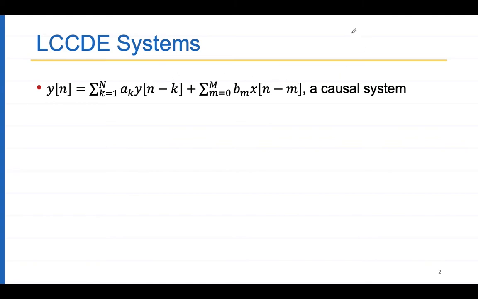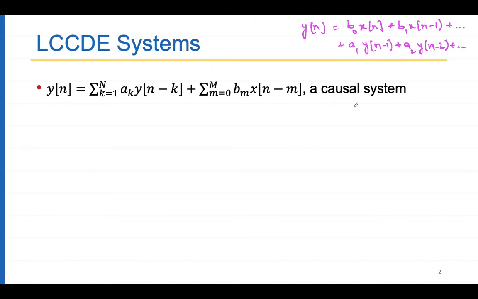So y[n] depends on x[n], let's say b0 x[n] plus b1 x[n minus 1] and so on, up to capital M, and plus some a1 y[n minus 1] plus a2 y[n minus 2] and so on. In this way, y[n] depends on the current input and previous inputs as well as previous outputs, right?